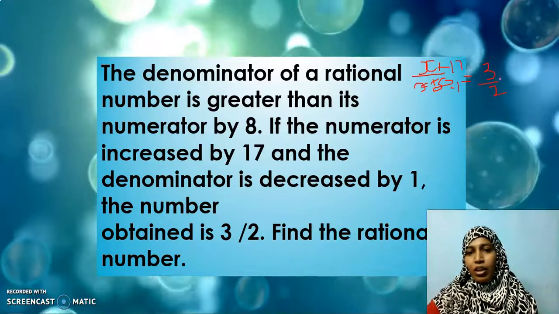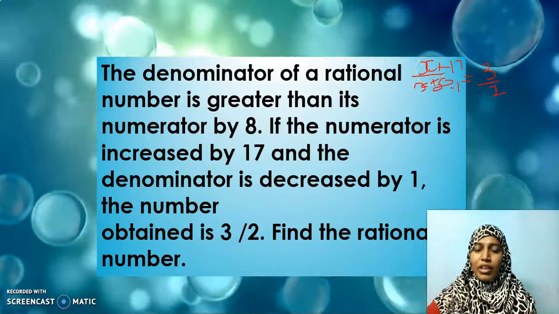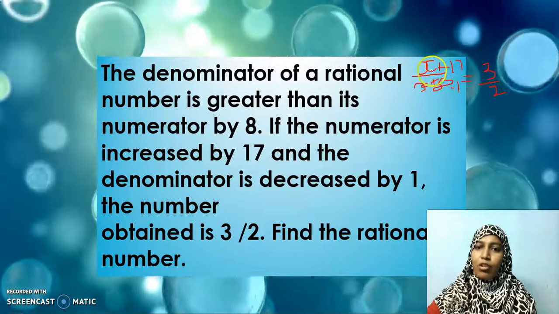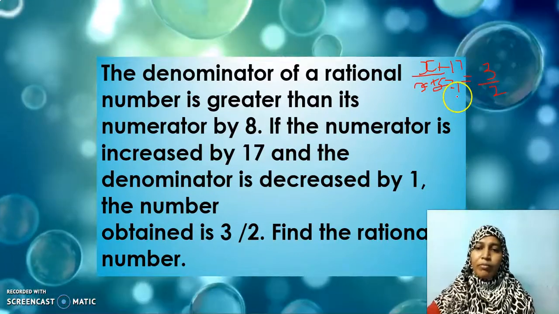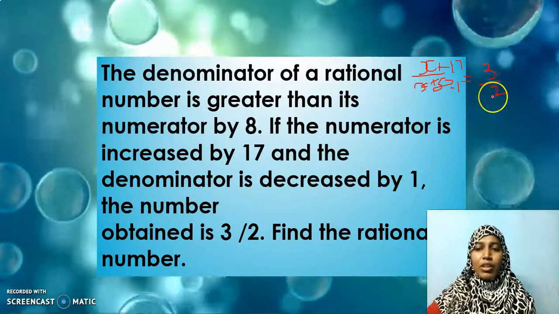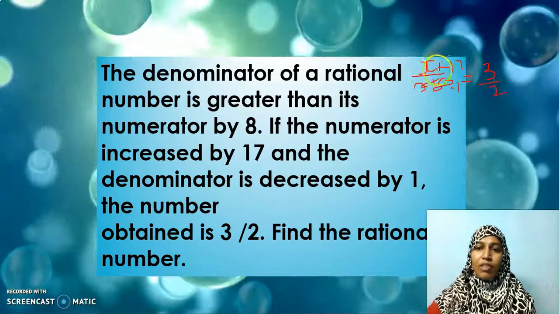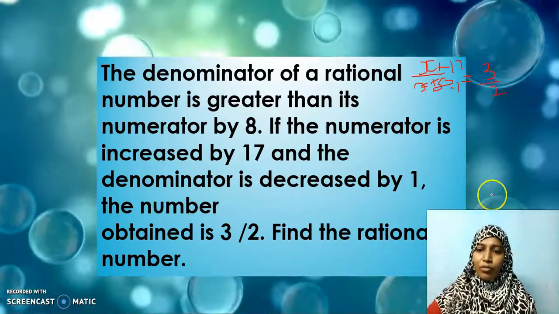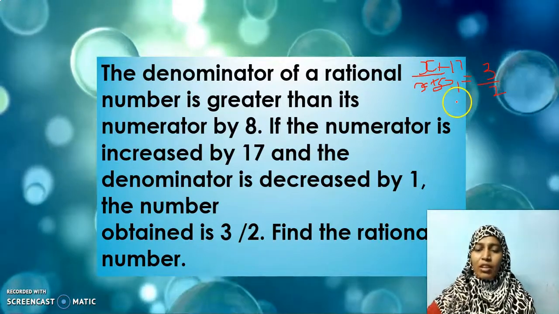Did you understand how we got this equation? First we have a numerator, and the denominator is greater than that numerator by 8. Then the numerator is increased by 17. The denominator is decreased by 1. So we get the fraction to be 3 by 2. Now they are asking us, what is this fraction? If I simplify it, we will get 3 by 2. If I cancel it, that answer will be 3 by 2. That is the meaning here.